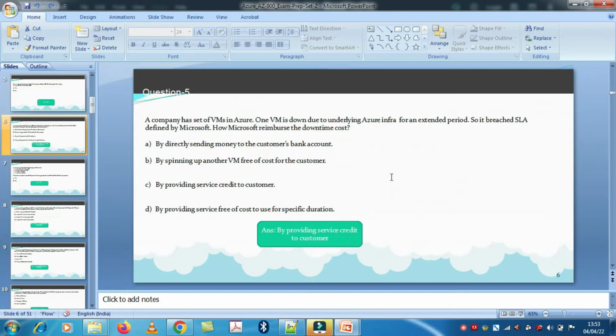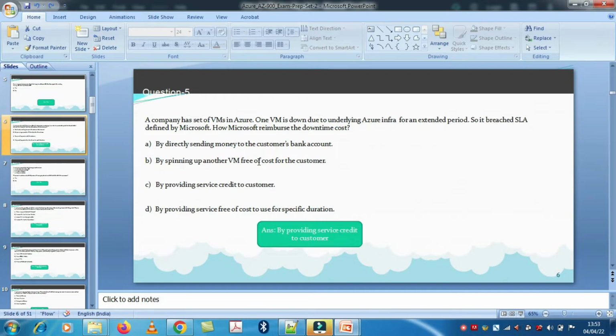If you are working in an organization, you know there are tickets, P1, P2, P3, P4, like that. Every ticket has its SLA, right? Some tickets have an SLA of 2 days, some 24 hours, some almost 2 hours. So if you breach that SLA, how is Microsoft going to reimburse the downtime cost, guys? By directly sending money to the customer's bank account, absolutely not.